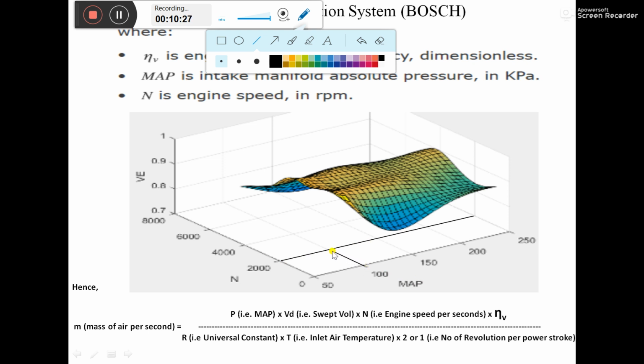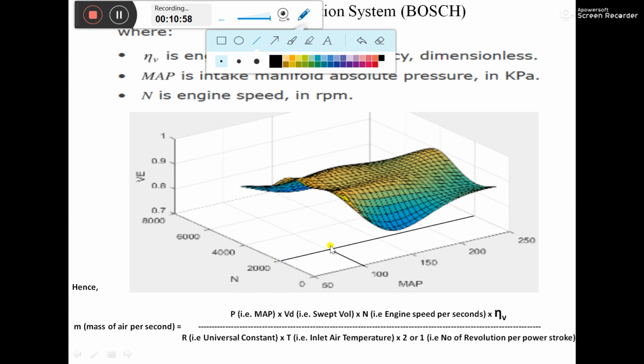So this is your manifold absolute pressure. You have two coordinates, 2000 RPM and 100, say pounds per square inch, 100 psi. That's too much, and the unit is unknown here, so just consider 100 units for the sake of time. So 2000 RPM and 100 MAP, manifold absolute pressure.